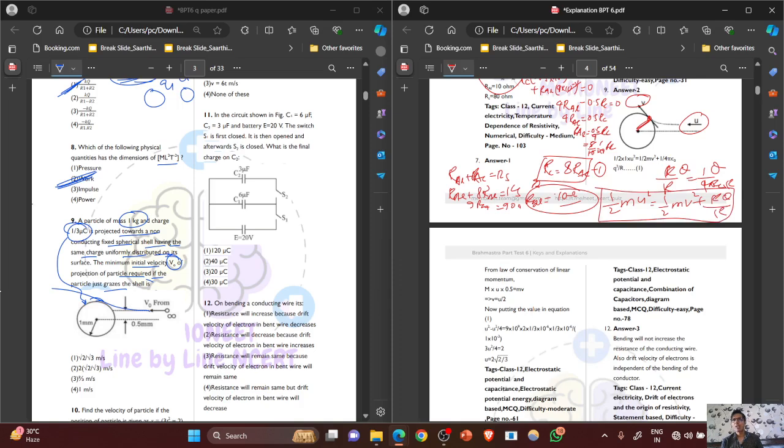Now applying the momentum conservation, as this is almost conserving the momentum. Initially we don't know the velocity of the body, but here the particle of mass and charge is projected at the spherical shell. By applying the momentum conservation, what can we do? Radius is given. This height is 0.5 mm. No, no, no. Linear momentum is not conserved.